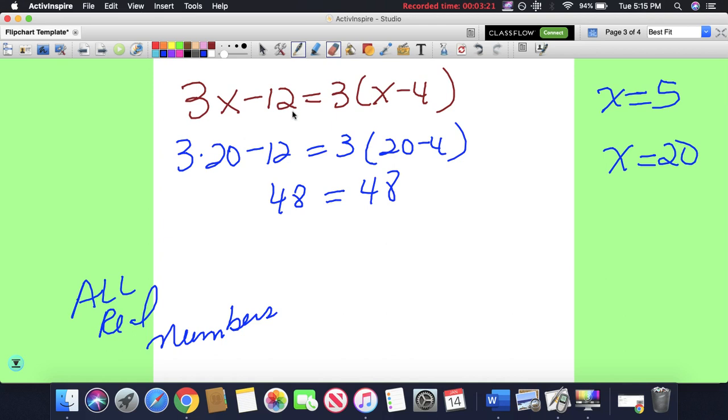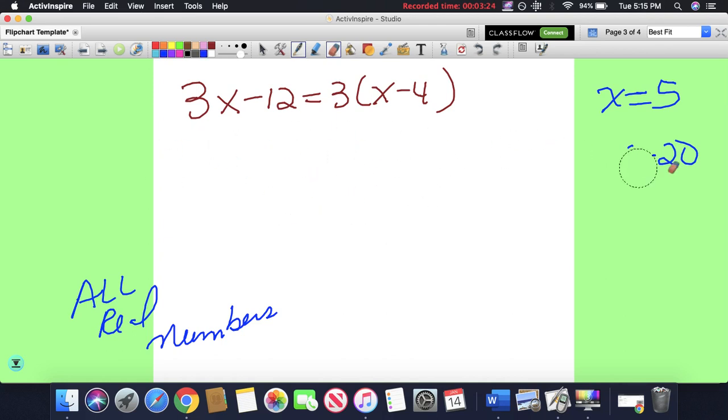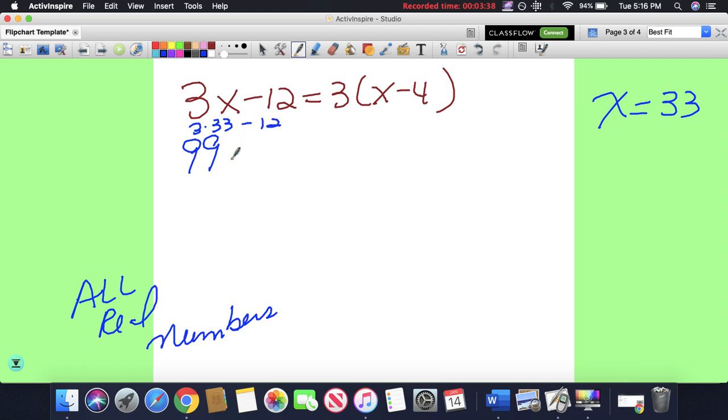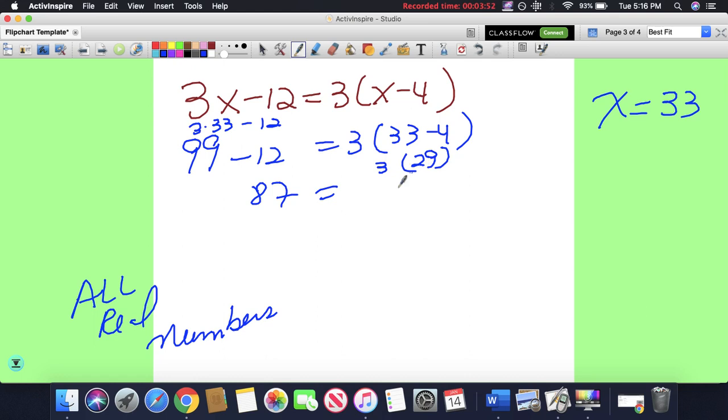So what I'm trying to tell you is that for this particular equation, it doesn't matter what value of x. Let me pick another one, 33. 3 times 33 is 99, right? So I get 3 times 33 minus 12, 99 minus 12, and it seems like I get 87. On this side, it's going to be 3 times 33 minus 4. 33 minus 4 is 29, and then I multiply that by 3. 3 times 9 is 27, carry 2, and it's also 87.